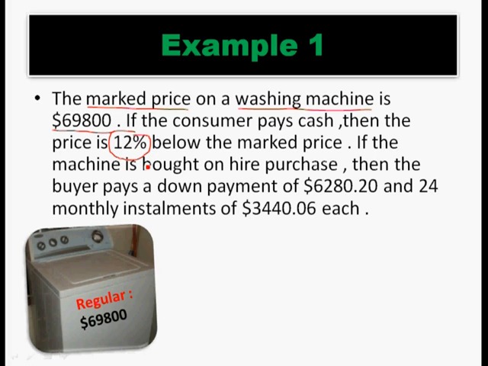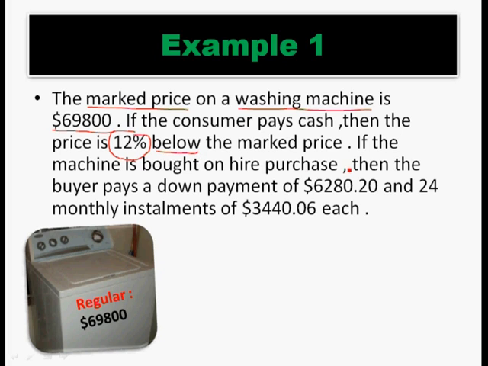Now the 12% represents something below the marked price. They're saying that the customer pays cash. Then the price is 12% below the marked price. So if the customer pays cash, what he's going to pay is 12% below this. And one of the key words here is what? Below. They may not say give a discount off, but what they're in fact giving is a what? Discount.